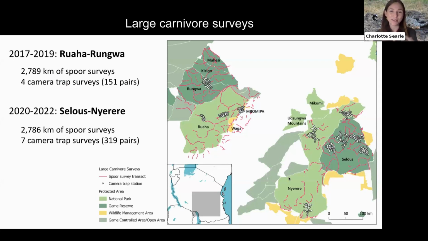And then from 2020 to last year, we did a similar effort over in Nyerere. Again, 2,800 kilometers of spore surveys, and this time we did 7 camera trap surveys.